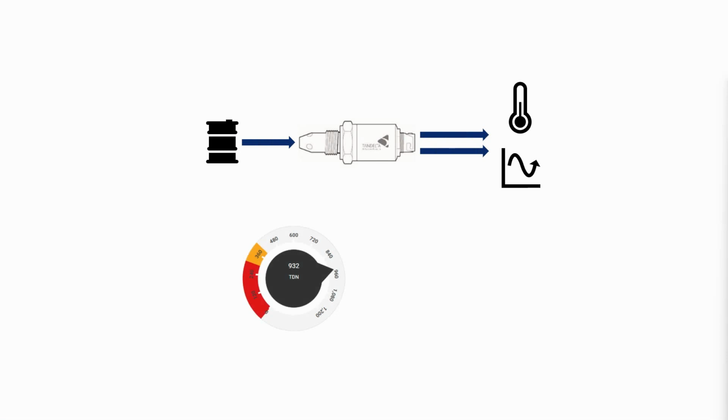The sensor outputs two readings from your oil, a reading for oil temperature and a reading for the oil condition. The oil condition reading is given in a value we have termed TANDelta number or TDN, and the oil temperature can be given in either degrees Celsius or in degrees Fahrenheit.